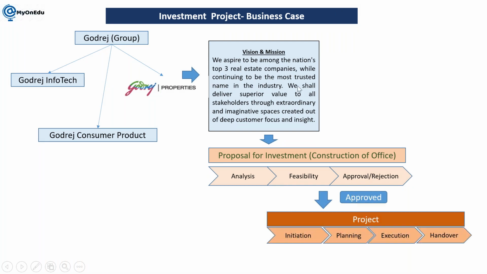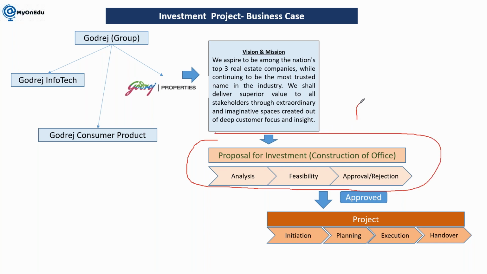So here, when we consider the solution, we have two tools, two modules. One is PPM, another is IM. To manage this proposal, we can use PPM or we can use IM also. PPM is Portfolio and Project Management, and IM is Investment Management. And this portion we will manage in Project System.